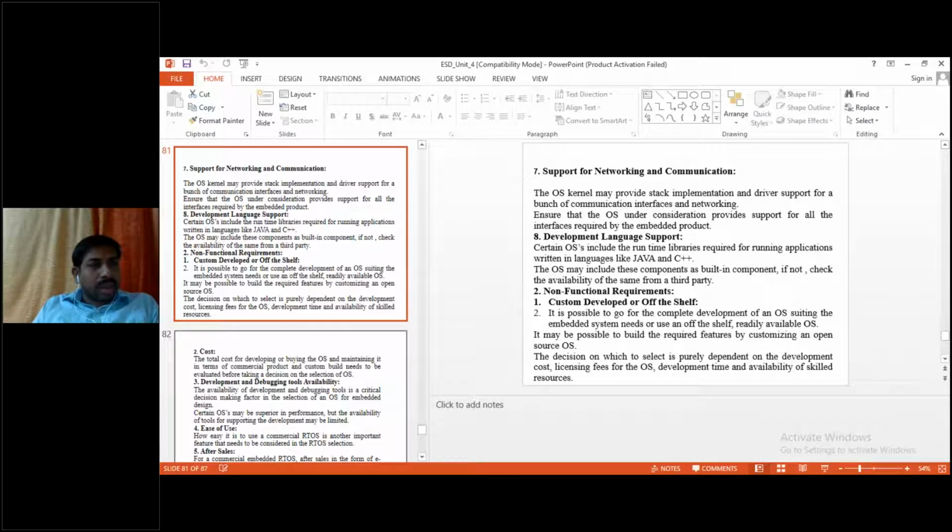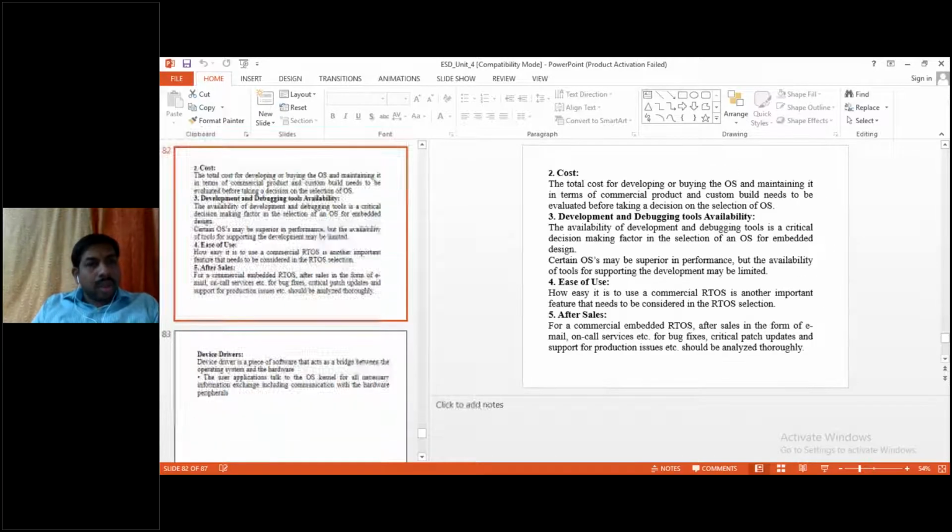Development language support. Certain OSs include the runtime libraries required for running applications. The OS may include these components as built-in components. If not, check the availability of the same from a third party. Now the non-functional requirements for choosing an operating system. First one is custom developed or off the shelf. It is possible to complete the development of the OS as a custom one, or you can also use an off the shelf available OS. The cost of buying the OS is also a deciding factor.